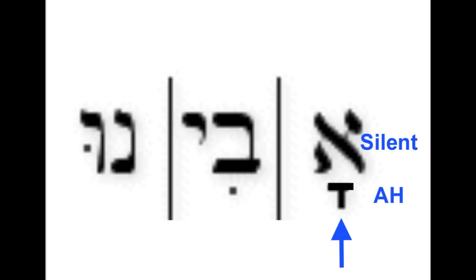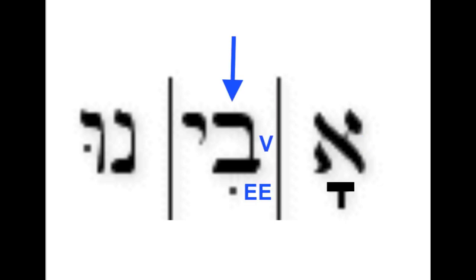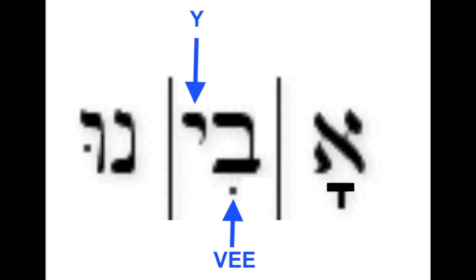It's an aleph, which makes no sound by itself, only the sound of the vowel, which is ah. The next letter is the vet with the v sound and an e vowel, so the sound is ve. And the next letter we had last week is the yud with the y sound, so we have vee.